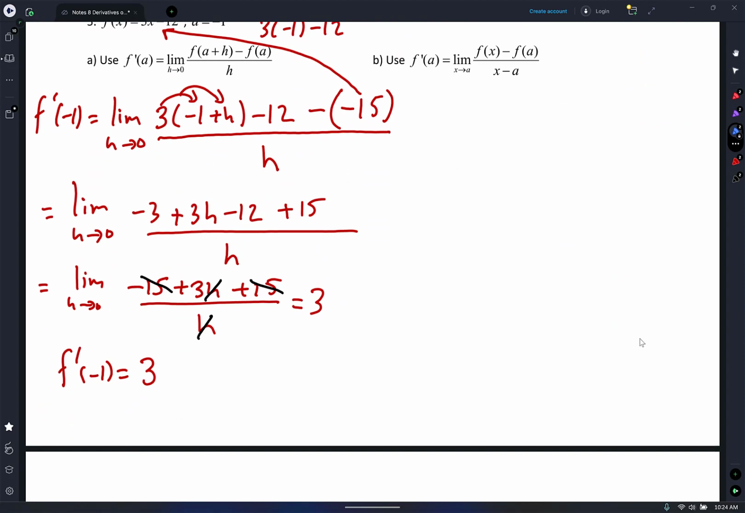All right, I'm going to use the alternate. If I use the alternate, I better be getting the same.